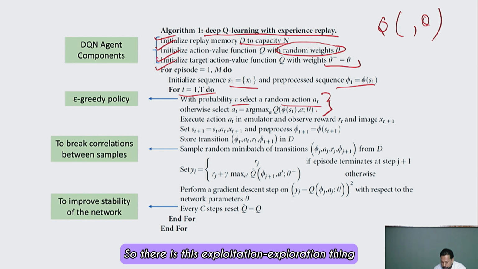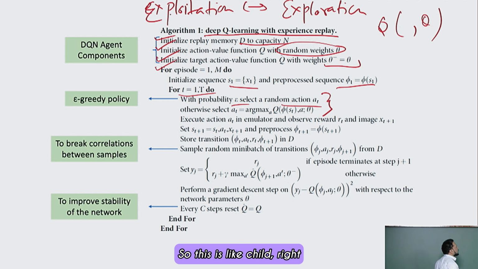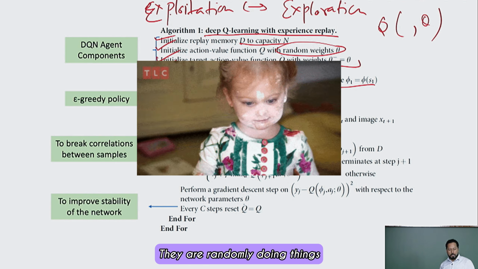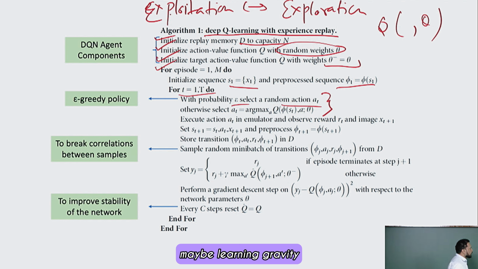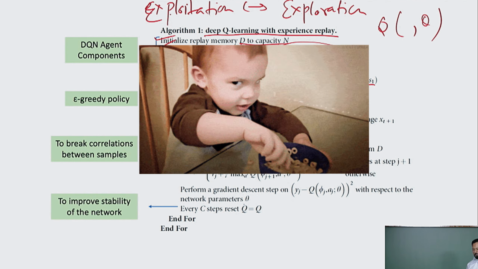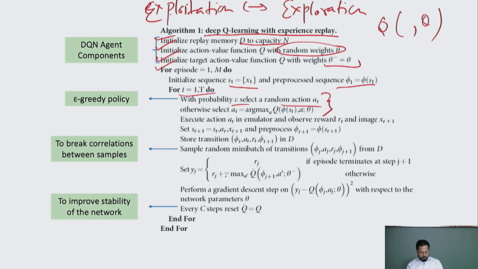Okay, so there is this exploration thing, right? Exploitation or exploration. So this is like a child, right? Sometimes you will see a child just randomly moving around, and sometimes it looks like there is no objective. So that's where they are exploring. They are randomly doing things. They are throwing away books, maybe learning gravity, things like that. And then there are cases where they are going straight for their objective. Like if there is chocolate in the fridge, they will go straight to the fridge. So that's the exploitation, right? They know where the object is that they want, and they will go. So this is the thing basically in RL as well.